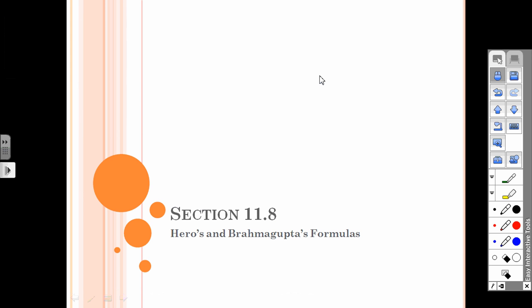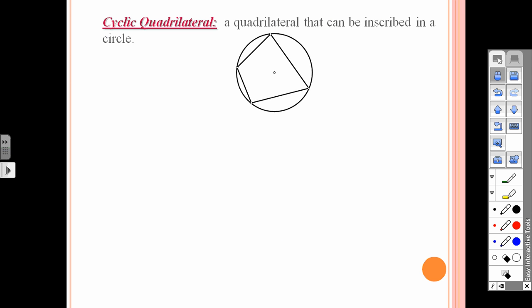Right, the last section of chapter 11 is talking about Hero's and Brahmagupta's formulas for figuring out the area of two very specific shapes. So the first thing we have to remind ourselves is, what is a cyclic quadrilateral? A cyclic quadrilateral is just a quadrilateral that can be inscribed in a circle. So that means that these four vertices have to lie on the circle. Okay? Not every quadrilateral is going to be cyclic.